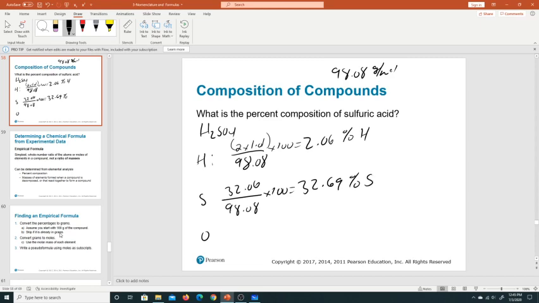32.69% S. In order to find the percent oxygen, at this point you could just take 100 and just subtract these off, and you'll get that. Or we can calculate like we did this now. Oxygen is 16, so 16 times 4, that's 64. Divide that by 98.08 times 100, and we get 65.25%.